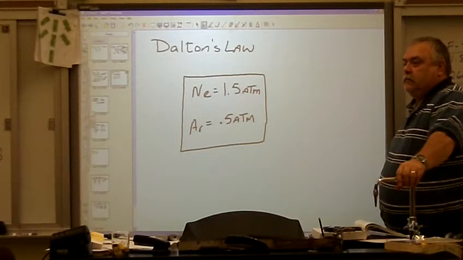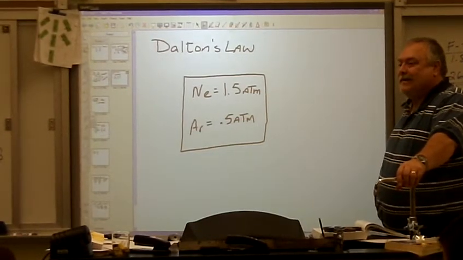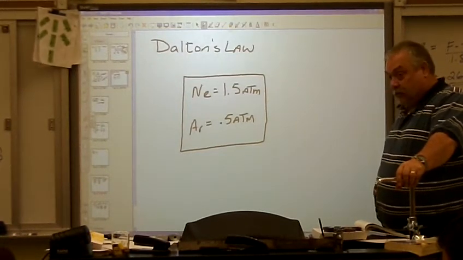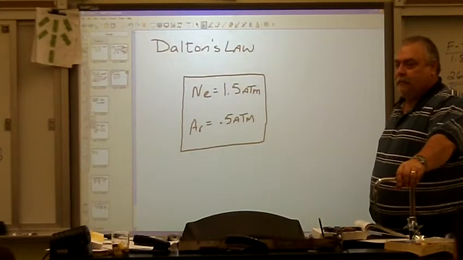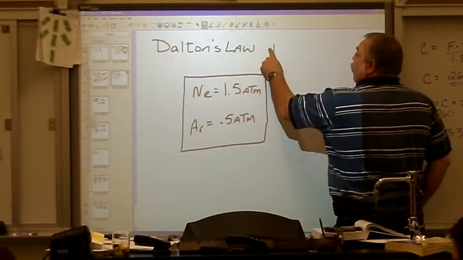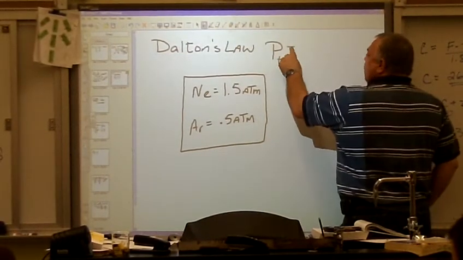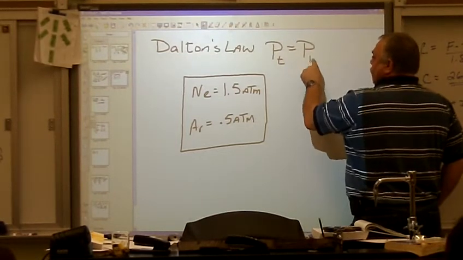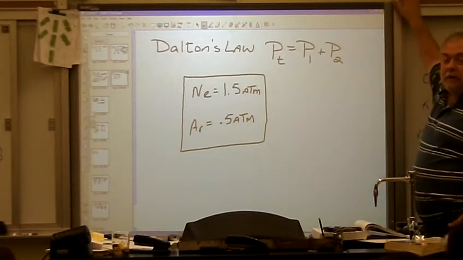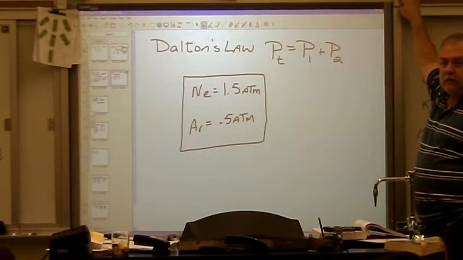Here's my question. What is the total pressure inside this container? It is 2 atmospheres. How did you get that? Yeah. So you just found out Dalton's law. It says the total pressure, P sub T, is equal to the pressures of each gas present in the mixture. Well, yeah, it is kind of obvious.